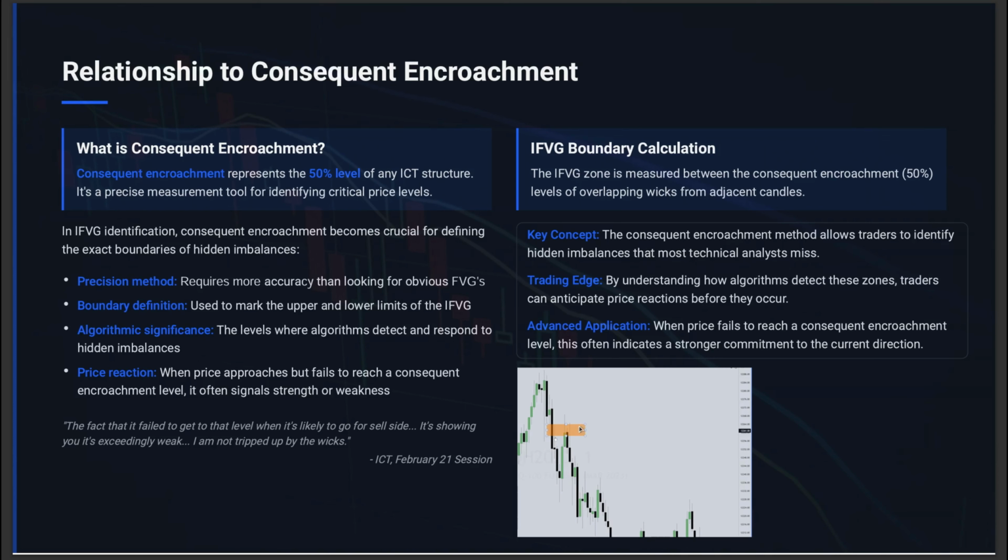And don't worry about the wicks smacking a little bit over the fair value gap or any sort of point of interest that you're using. ICT describes that as mohawking. It's just price being a little bit extra. You know, the price is just doing a little too much.